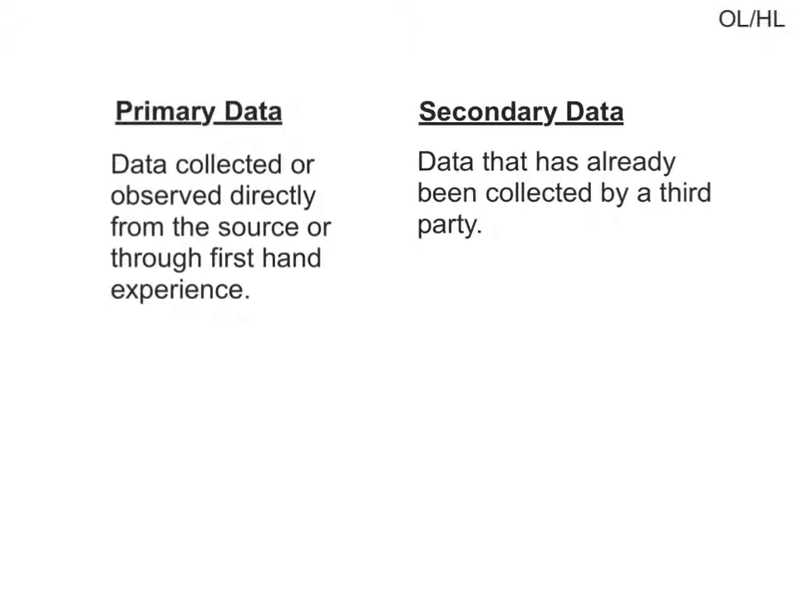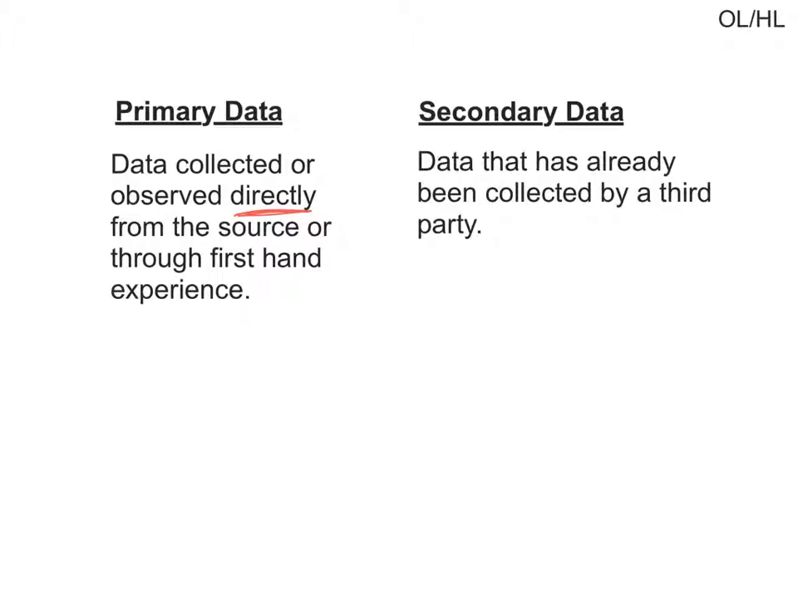Primary data is data collected or observed directly from the source or through first-hand experience. For primary data, the researcher has to carry out the observation or data collection themselves. For example, the researcher could perform a survey or questionnaire, or carry out some observations and keep track of the results.